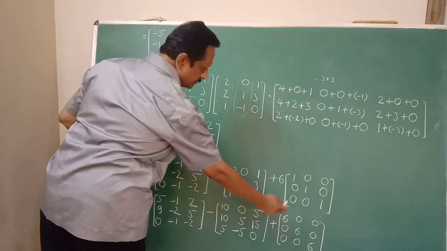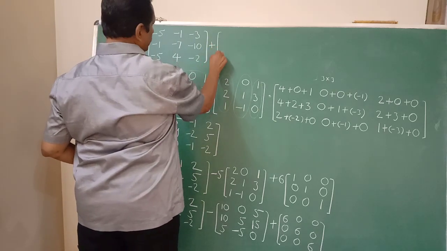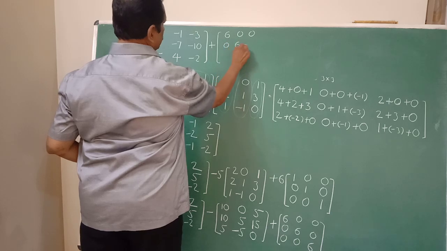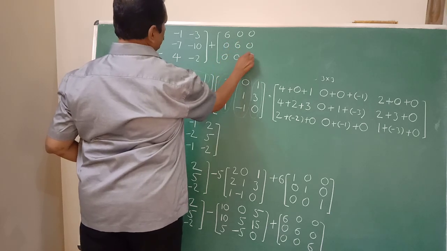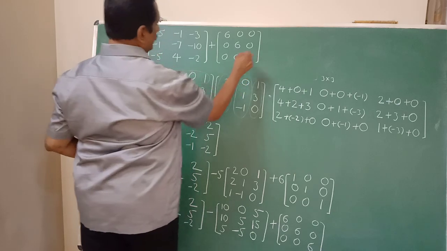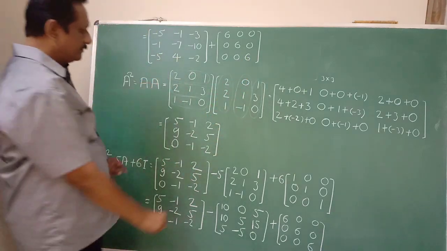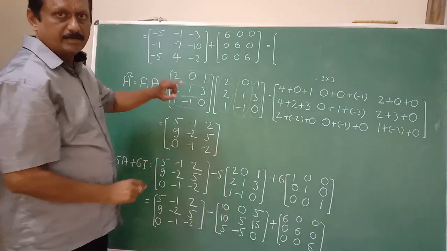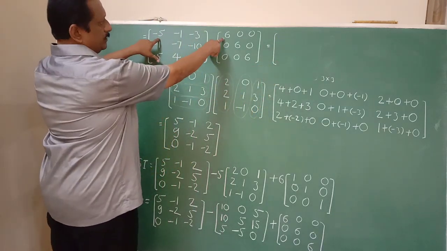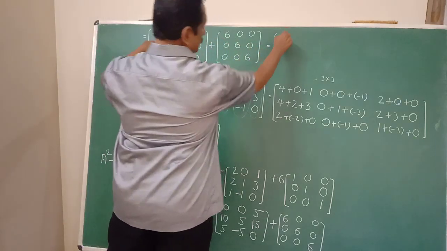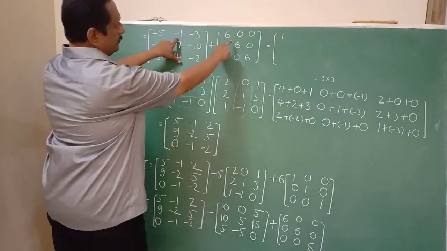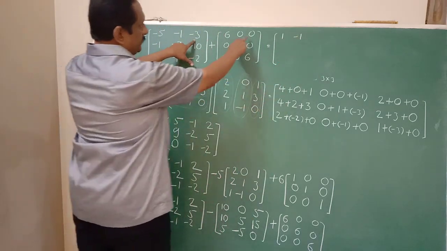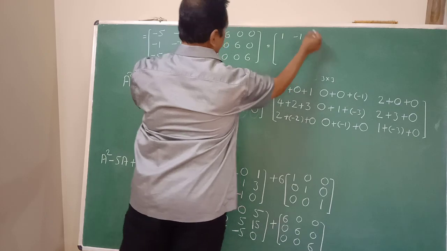Then a plus this matrix here. So write here 6 0 0, 0 6 0, 0 0 6 here. Okay. Next, adding these two matrices here. Therefore, this is equal to adding the corresponding elements here. Minus 5 plus 6 becomes 1 here. So write 1. Minus 1 plus 0 minus 1 here. Minus 3 plus 0 is minus of 3 here.